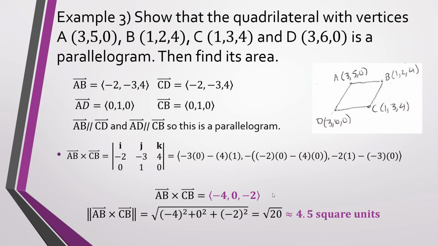So the square root of -4 squared plus 0 squared plus -2 squared, well, -4 squared is 16, 0 squared is 0, -2 squared is +4. So 16 plus 0 plus 4 gives us the square root of 20. On your calculator, you could simplify that. That's about 4.5. Since we weren't given any units originally, we would just label this as having an area in square units, in generic square units.